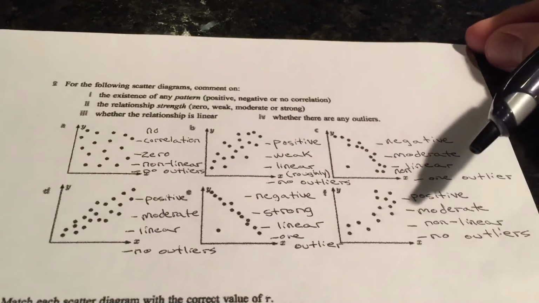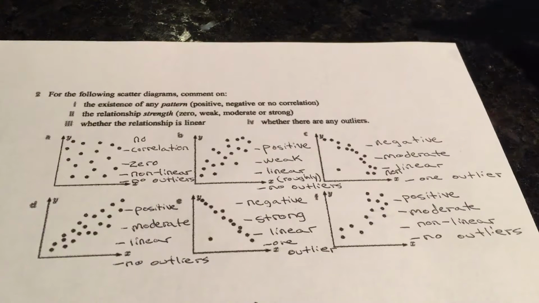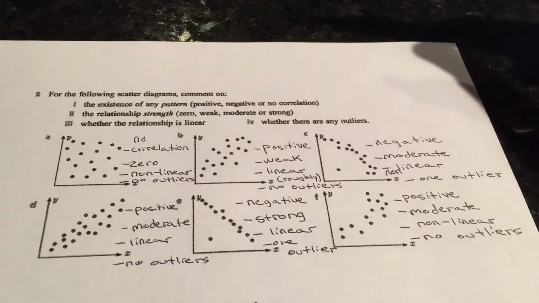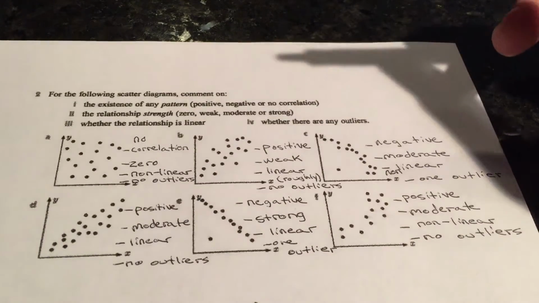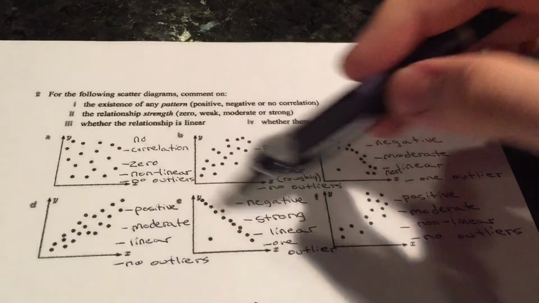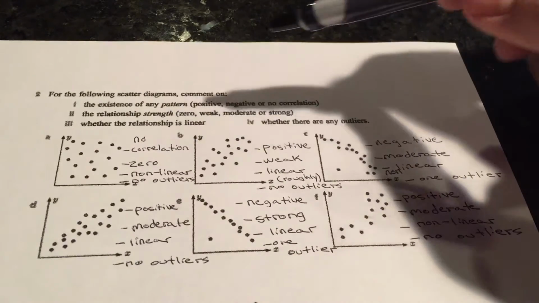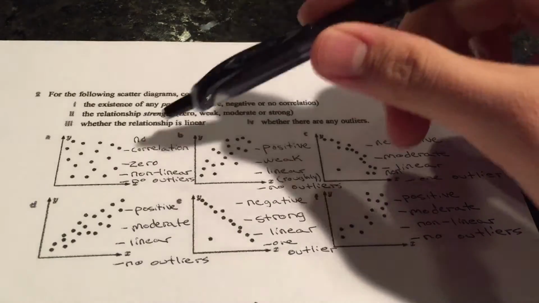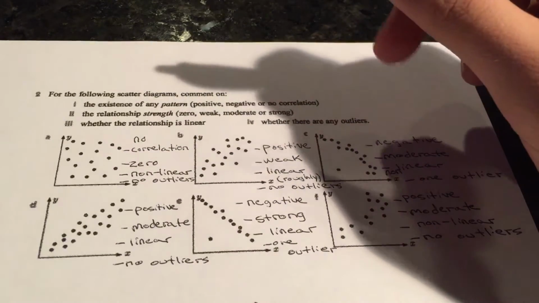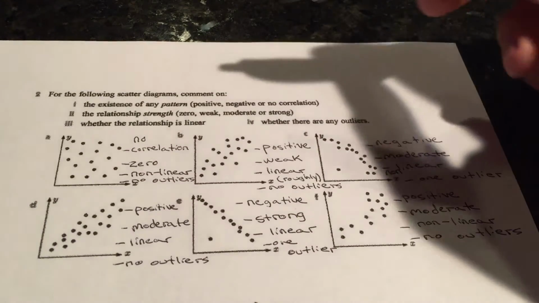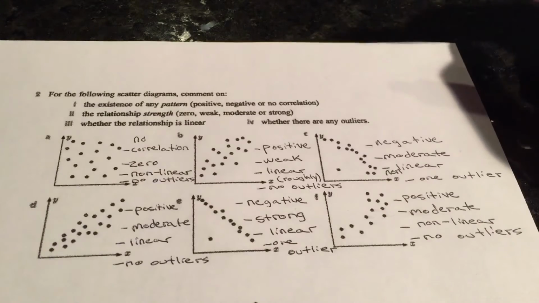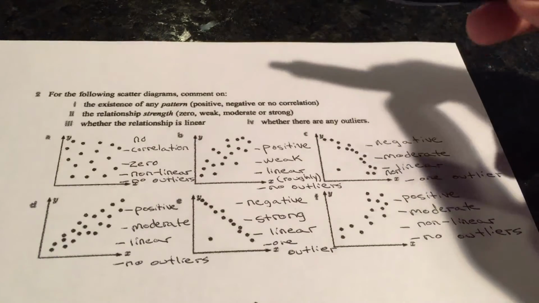For the next part, it asks the strength of the relationship. This can either be 0, weak, moderate, or strong. So for A, really the strength of the relationship is like how close all the data points are together. So I'll explain to you later with better examples, but we'll start with A. So here the strength is 0 because all the data points are just randomly placed throughout the graph. So we don't really know where any of these data points are or how they're related. So their strength is 0.